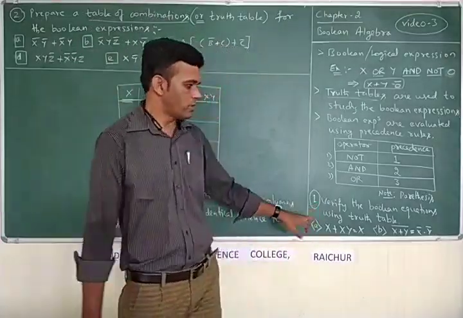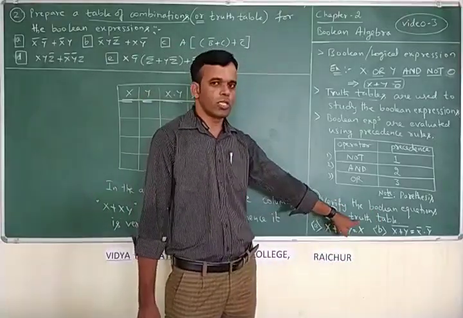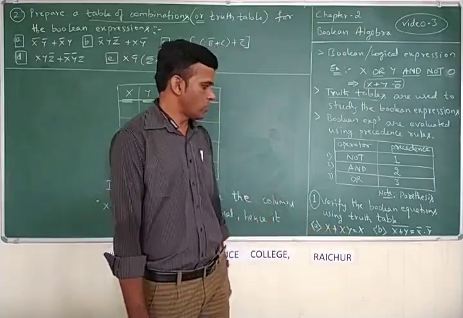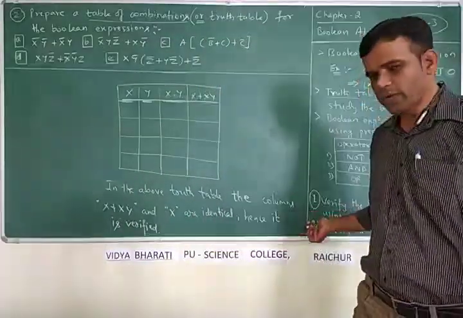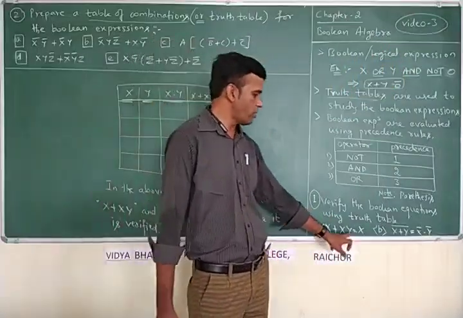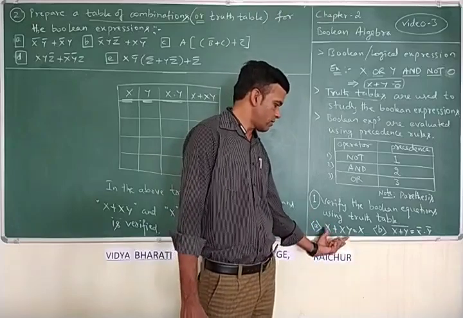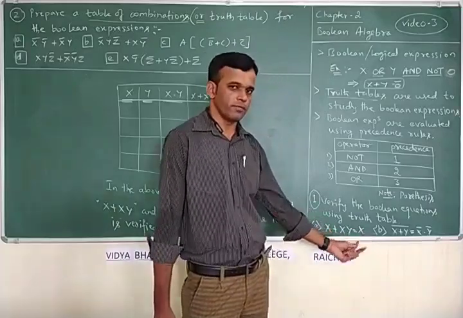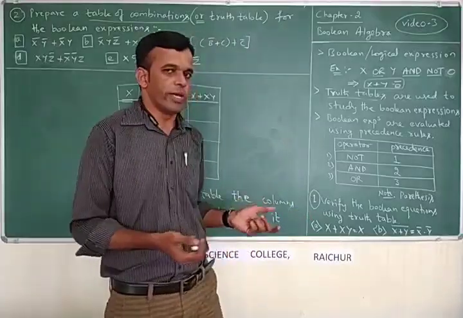Here there is a question: we have to verify the given Boolean equation using a truth table. There are two problems here. We have to construct the truth table for the given Boolean equation, and we are asked to verify, meaning there is going to be an equals symbol. So we have to check the answer of the LHS expression with the RHS expression. If both are the same, then we will say it is verified.